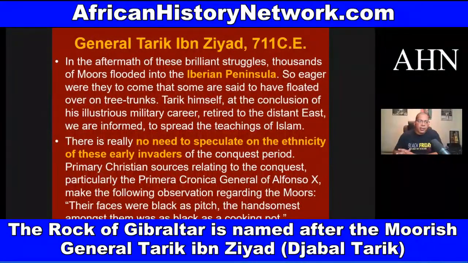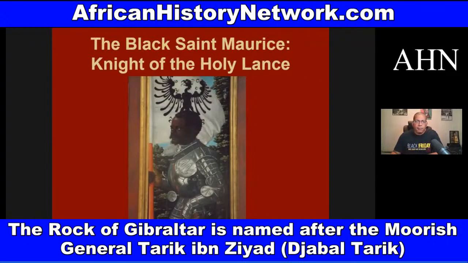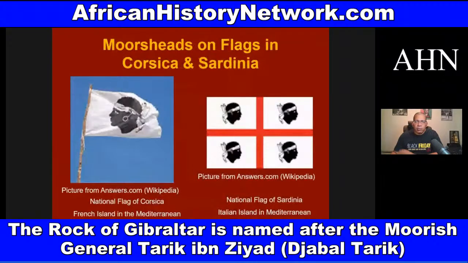Okay, there's really no need to speculate on the ethnicity of these early invaders of the conquest period. Primary Christian sources relating to the conquest, particularly the Primera Crónica General of Alfonso X, make the following observation regarding the Moors: their faces were black as pitch. The handsomest among them was as black as a cooking pot, black as a cooking pot. So we talk about the Black Saint Maurice as well, who became a patron saint to Germany. So we deal with a lot of history in this class. You're going to learn a lot.